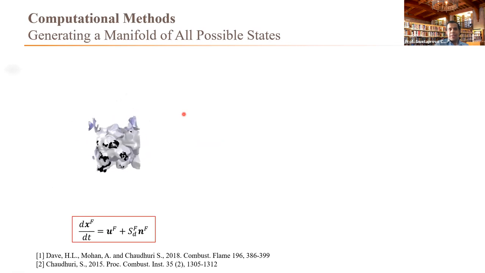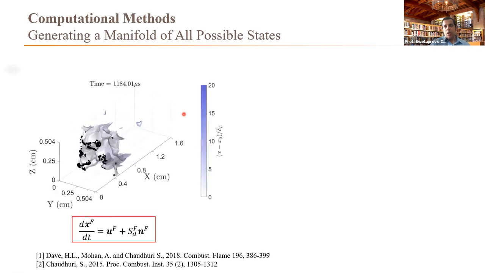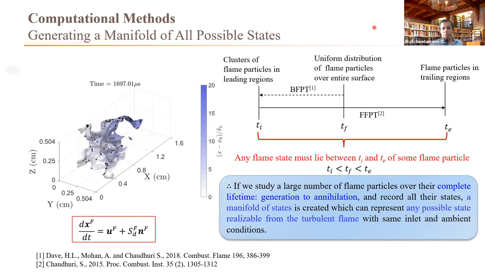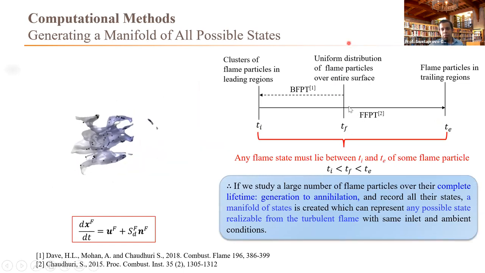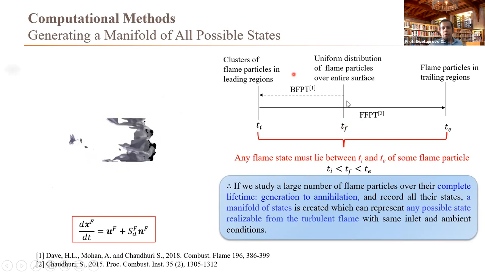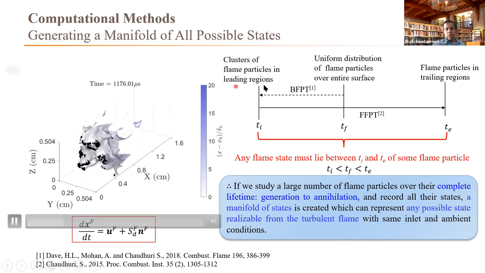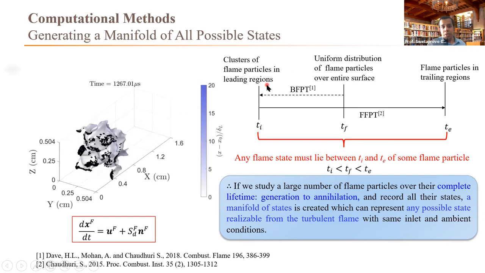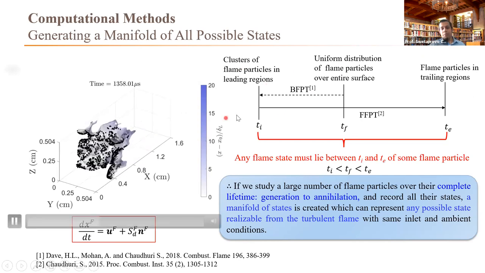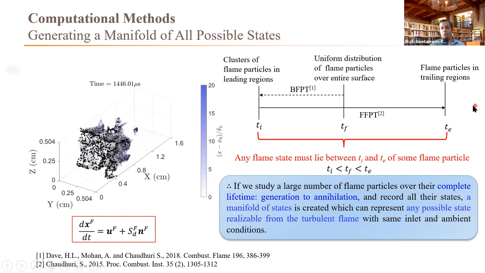Now, this availability of the time history from the generating locations to the annihilating locations also provides us an opportunity to inspect these flame particles from their birth to their death. We have the complete life history of these flame particles available. Therefore, what we did here is that we started at an arbitrary time, we uniformly distributed these flame particles over the entire surface, and then we backtracked these particles into these clusters in the leading regions of the flame, and then we forward tracked from these generating locations to these trailing locations, okay?